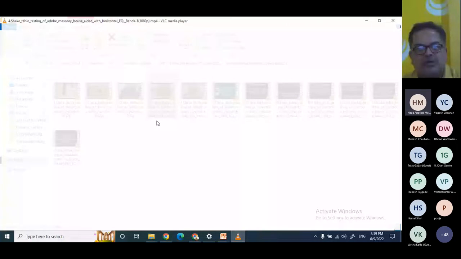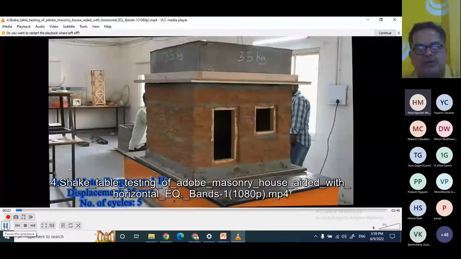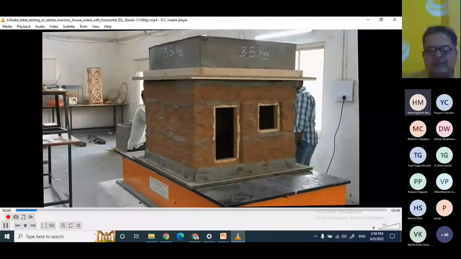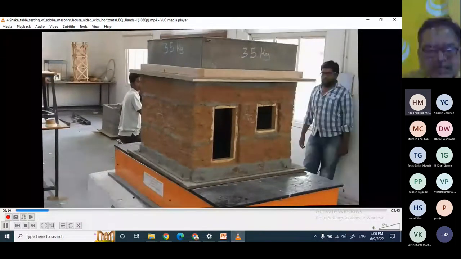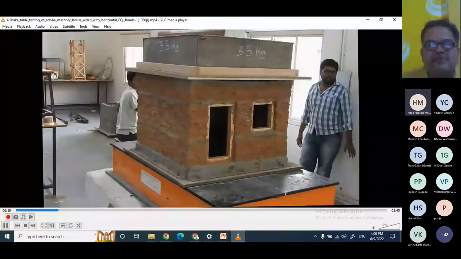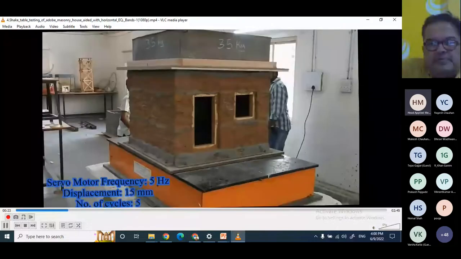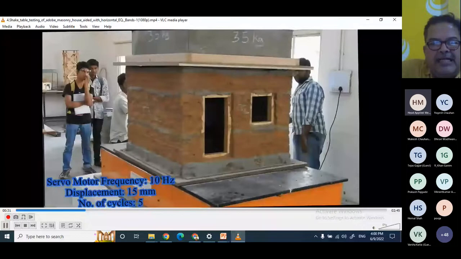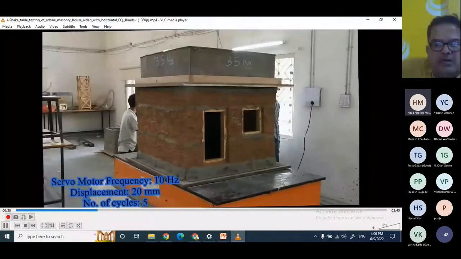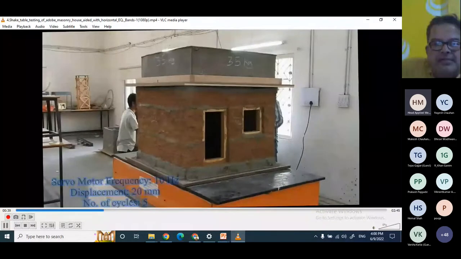Now, again, observe this. Here we apply different frequencies and numbers of cycles, so displacements are also changing. We keep on changing the frequency and displacement, and we try to observe the response. Over 35 kg weight is placed at the top. Now the high frequency. Displacement is 15 mm. Again, it is increased.